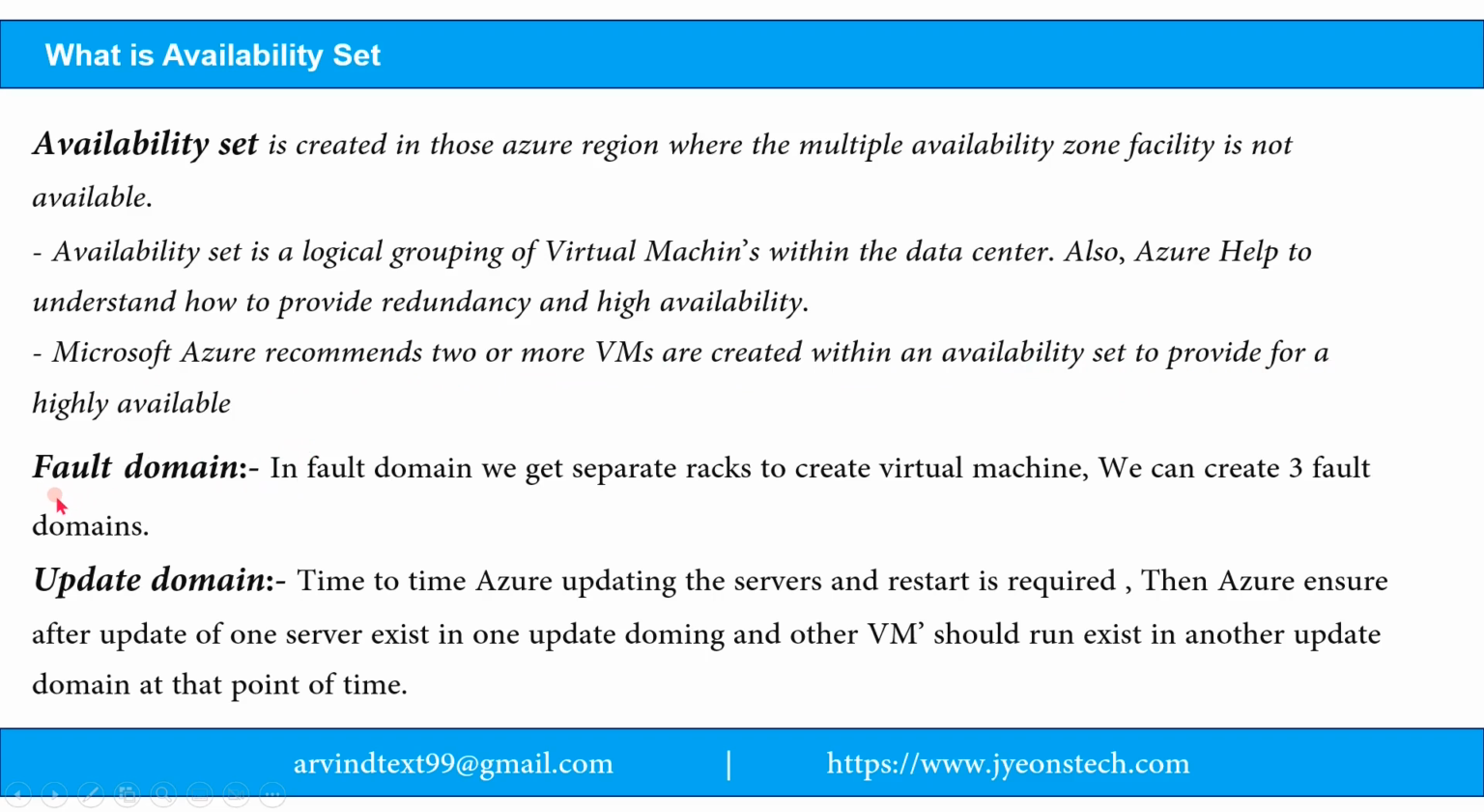Okay, there is a concept of fault domain. In fault domain we get separate racks to create virtual machines. We can create three fault domains. Okay, so we'll explain this. Update domain. So what is update domain? From time to time Azure updates the servers and a restart is required on those servers. Azure ensures that after the update of servers existing in one update domain, the other VMs exist and run in another update domain at that point of time. So we'll explain these concepts using a diagram.